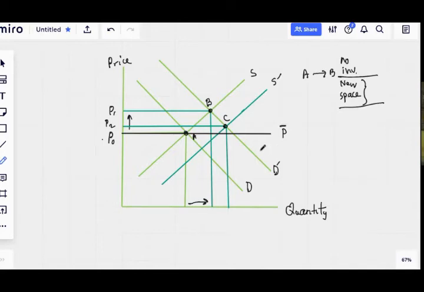In other words, many urban area governments decided that they are not going to allow this. What will happen if you have a price ceiling? The demand has gone up further. So instead of now moving to C or B, the demand has moved to point D. And what does D mean? D means there is a crisis now.